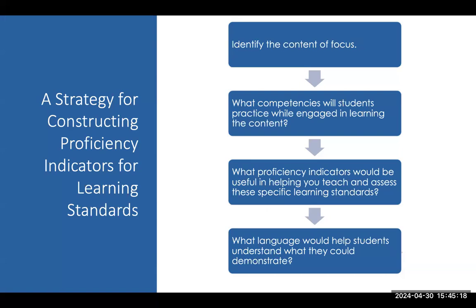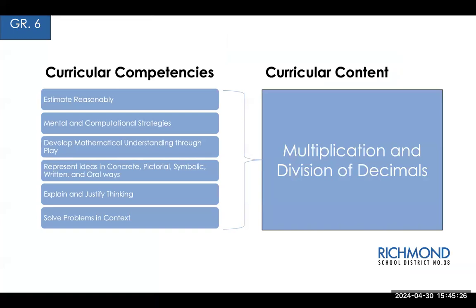And when we're doing that, we want to think about what language might be most helpful for them in understanding these learning standards. So let's take a look at an example. If we want to focus on building computational fluency skills, these are the particular curricular competencies that we are going to practice on the left-hand side. And as we're practicing them, we're going to learn this particular content on the right-hand side in grade 6, which is multiplication and division of decimals.